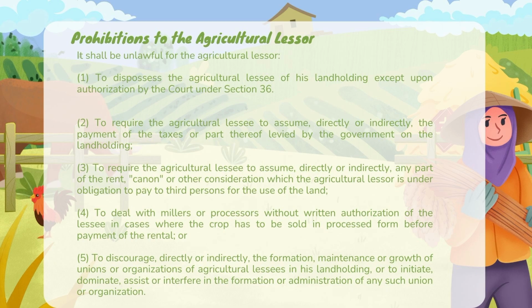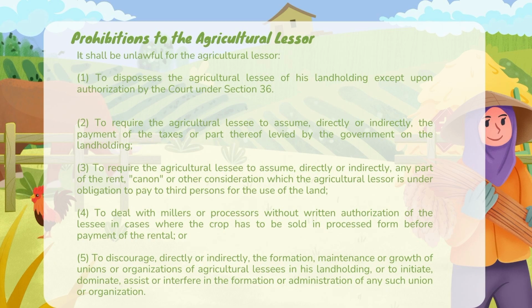Another thing, the landowner can't make the farmer pay their taxes. Paying taxes on the land is the landowner's responsibility, not the farmer's. Also, the landowner can't pass on any of their own financial obligations to the farmer. If the landowner owes someone else money for the land, they can't force the farmer to pay that debt. If the crops need to be processed before being sold, like sugar that needs to be refined, the landowner can't make deals with buyers without getting the farmer's go-ahead. The farmer needs to be part of those negotiations.